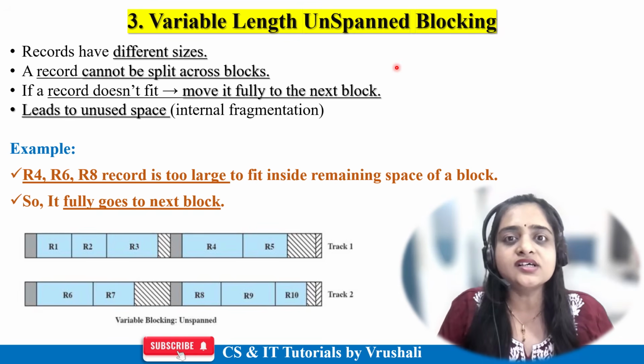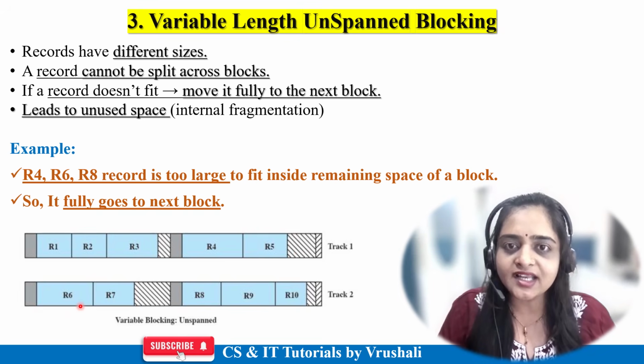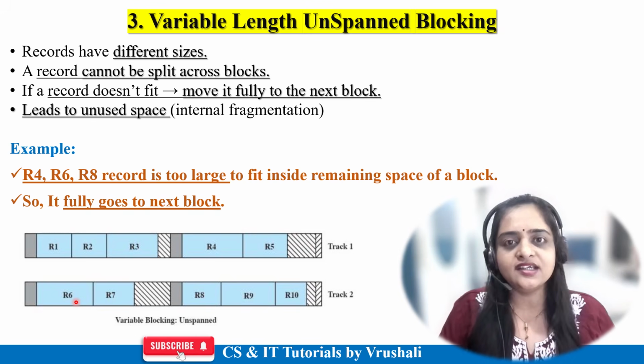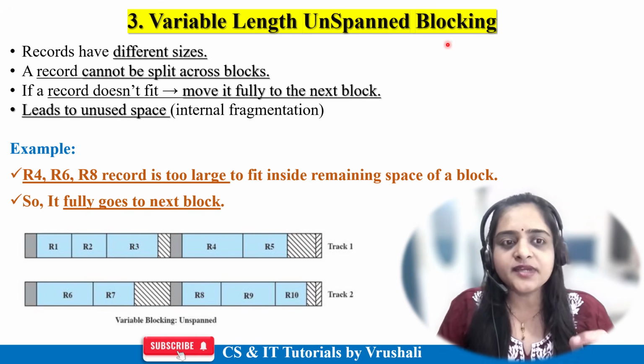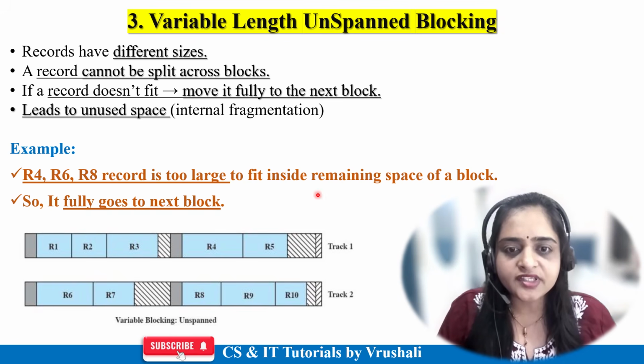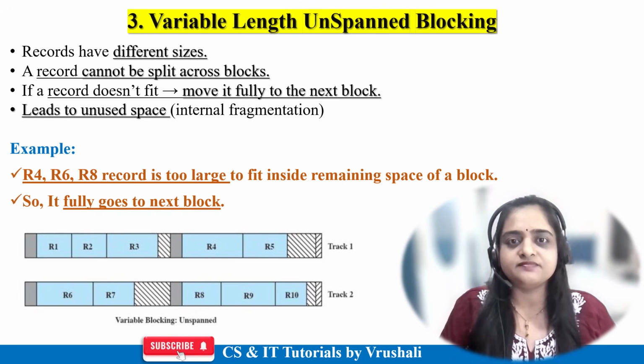They don't use the concept of splitting. Similarly, the R6 block requires a large amount of memory. It can't fit properly here, that's why it moves to the next track. But this method generates internal fragmentation. There is a large amount of memory wastage, right? So this is called variable length unspan blocking.